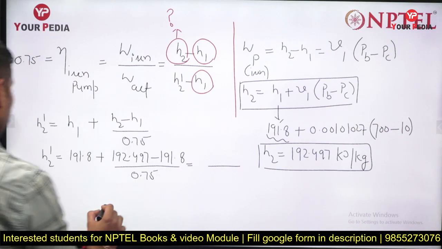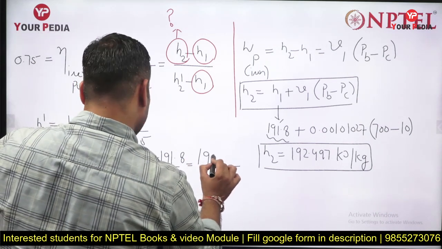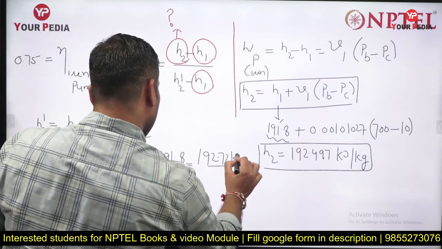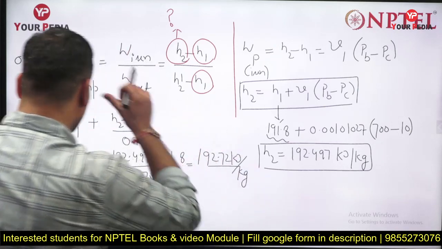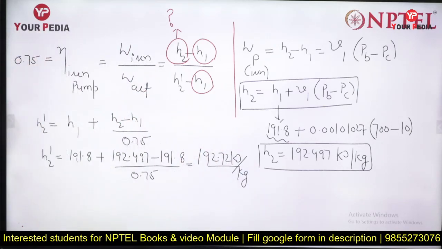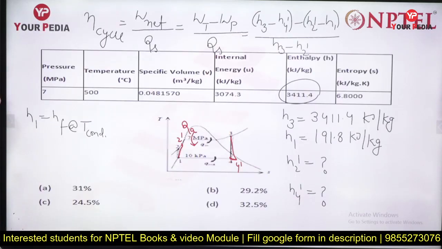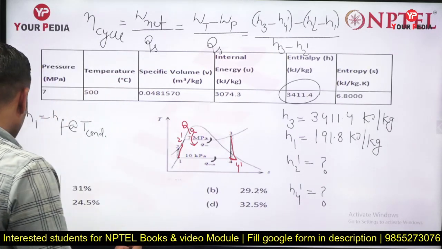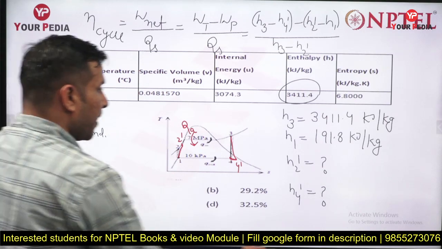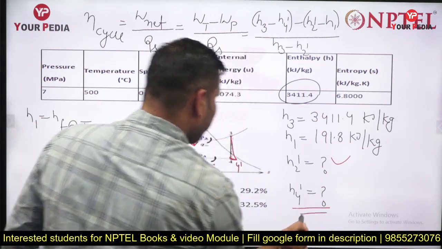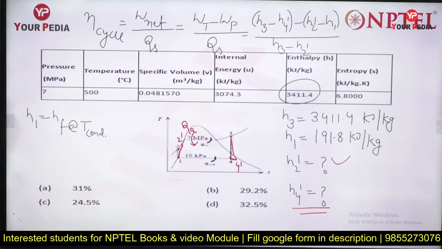Okay, so solving this you will get a value close to 192.72 kilojoule per kg. Fine guys, so we now have H2 dash, we evaluated this. Now from where you will get this H4 dash guys? From where you are going to get H4 dash? Please check and tell me.